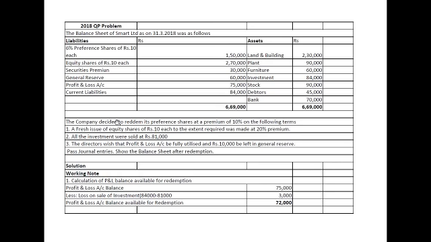Now, in order to facilitate the redemption, the following provisions are made. First one is a fresh issue of equity shares of rupees 10 each, to the extent required, made at a premium of 20%.